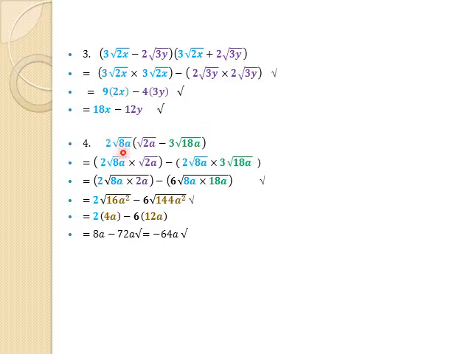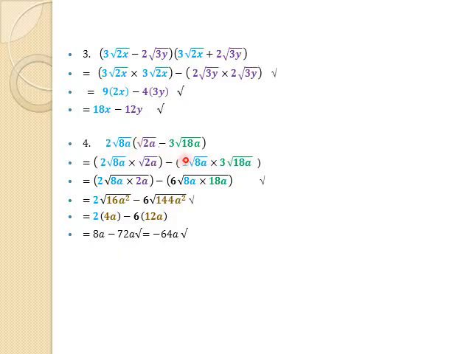Right, now in number 4, we're testing your knowledge of distributive law. We have one term outside the open brackets, right? So there, no sign there, so therefore we're testing multiplication. This term with the first term, this term with the last term. So 2 square root 8a times square root 2a. Positive times negative gives me negative.